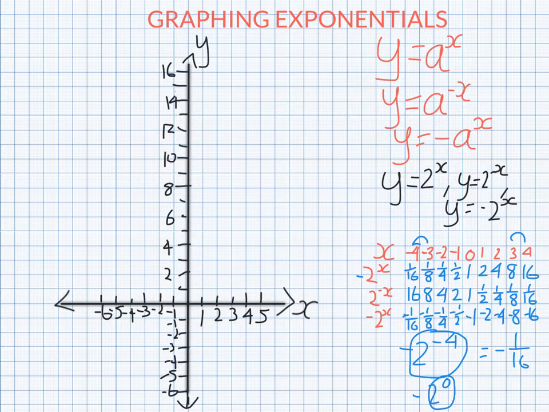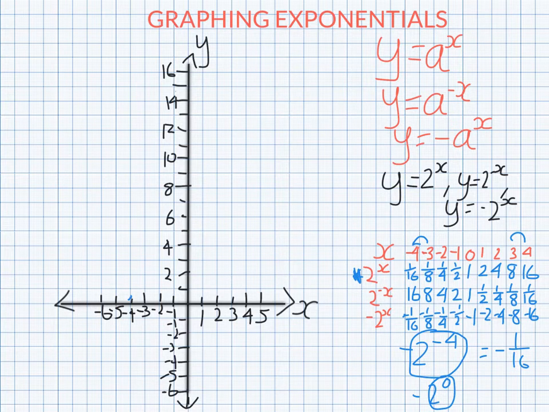So let's first plot the first one, y equals 2 to the power of x. I'll do that in blue. When x is minus 4, y is 1 over 16, so that's a very small number. It'll be like down here. You don't have to be really accurate.